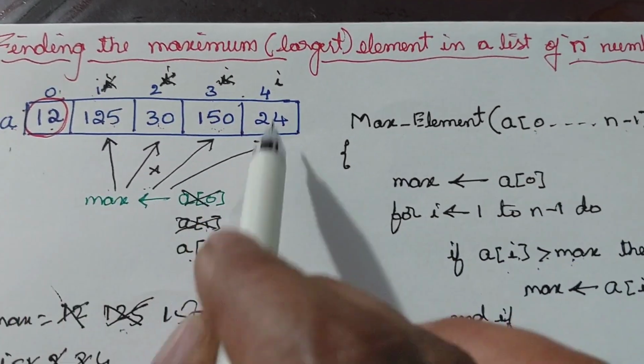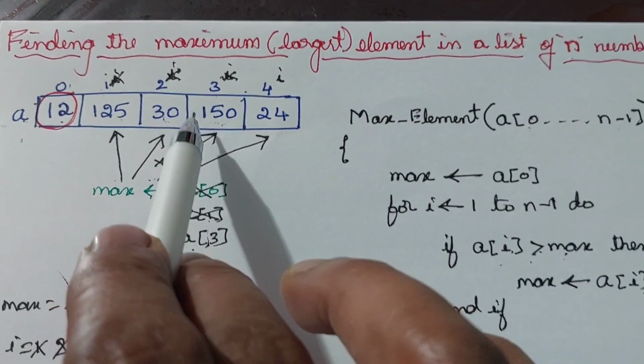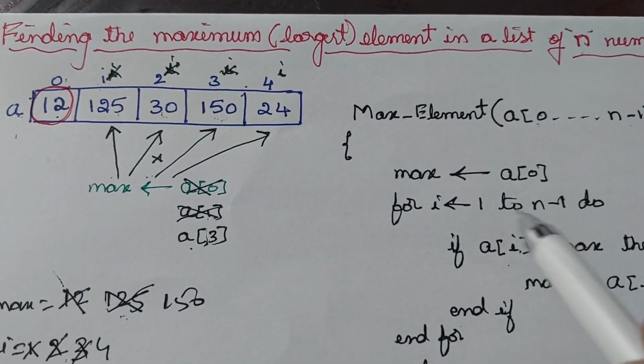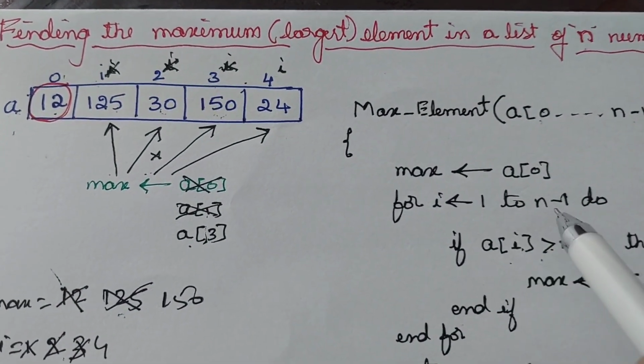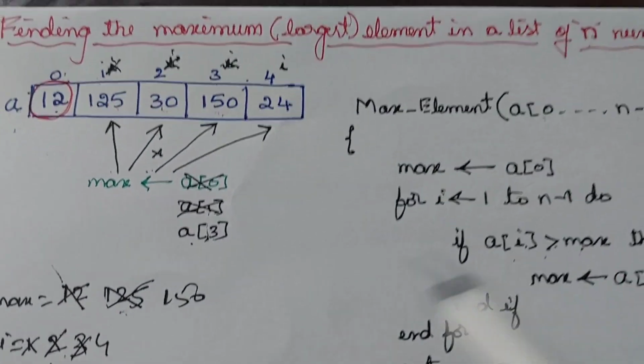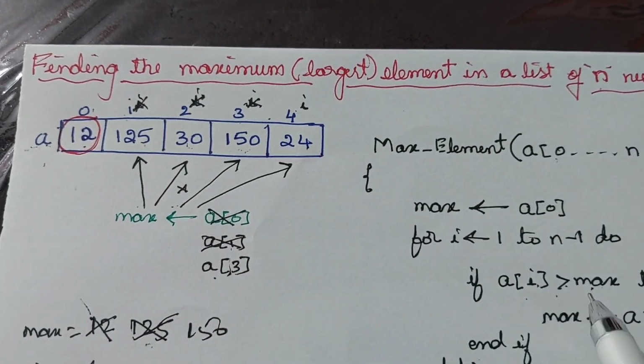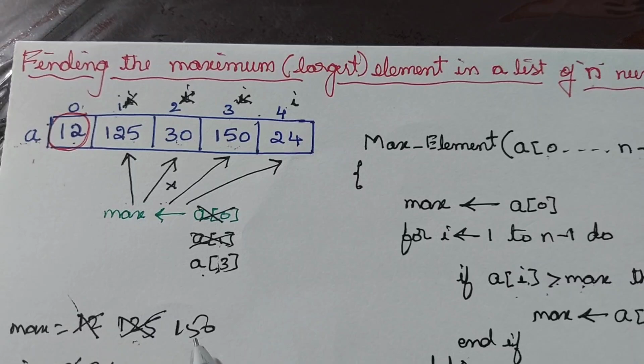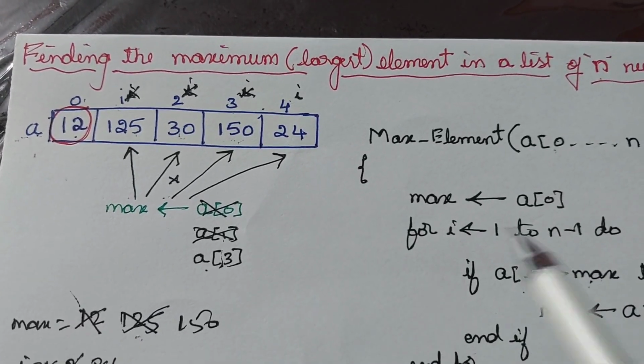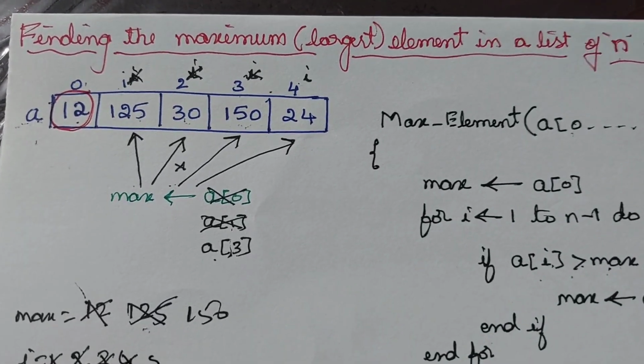Here, what is the number of elements we took? 5. 5 minus 1, 4. So now still it is in the range 1 to n minus 1, to 4. True, comes inside. Now A of 4. A of 4 is what? 24. 24 greater than max, false, comes out of the if block, goes to the increment part of the for loop. Now I becomes 5.